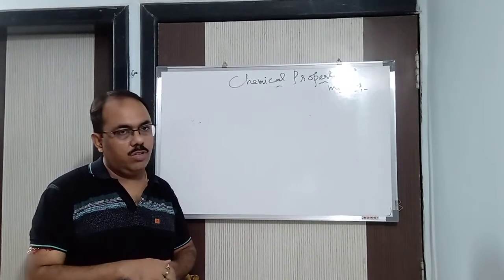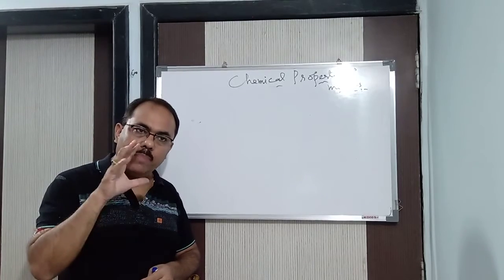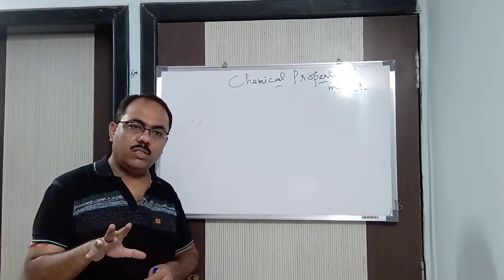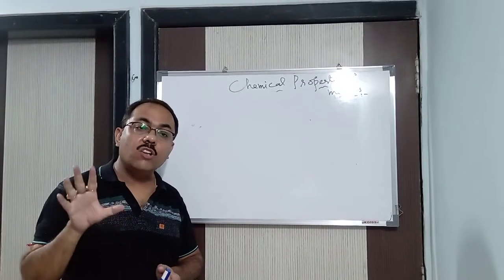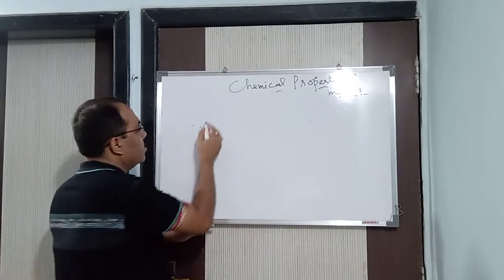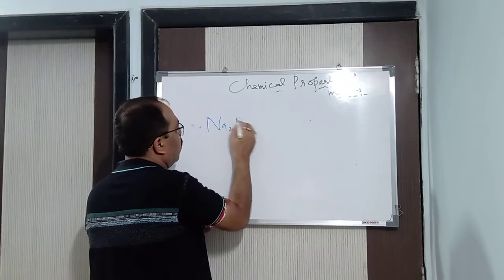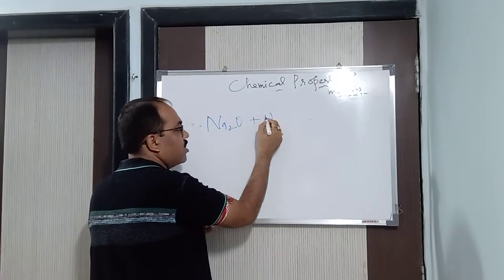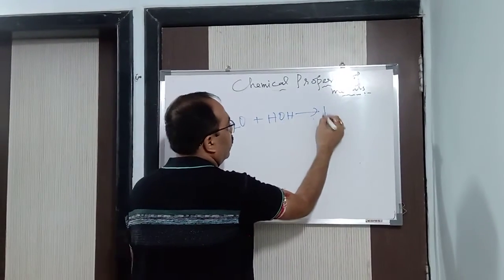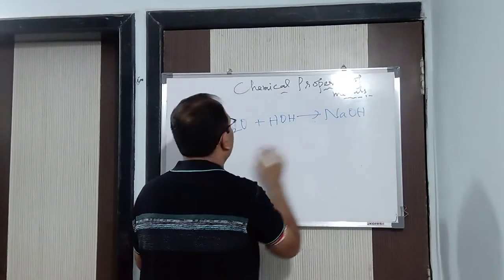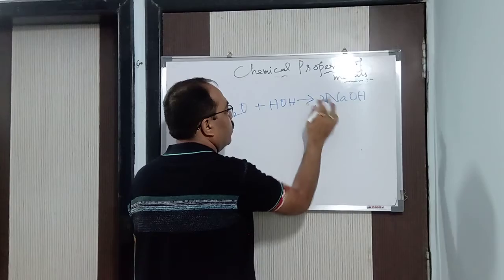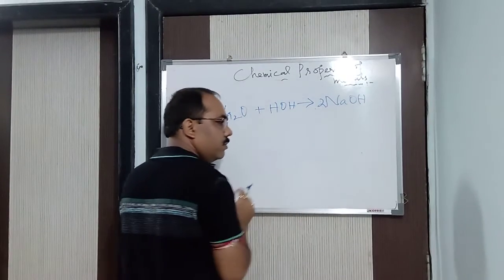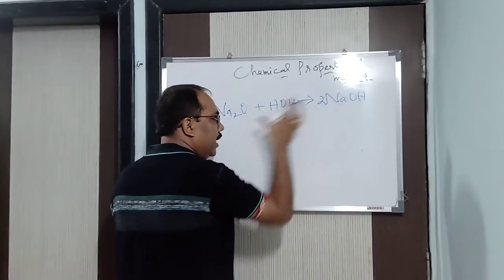And one more thing I'll tell you here. When a basic oxide dissolves in water, it forms an alkali. So what are alkalis? Alkalis are soluble bases. That is, when sodium oxide or potassium oxide dissolves in water, it gives you NaOH, 2NaOH. This is soluble in water. This is an alkali.